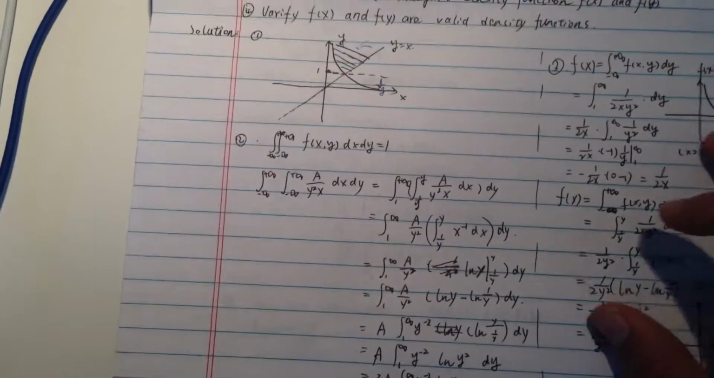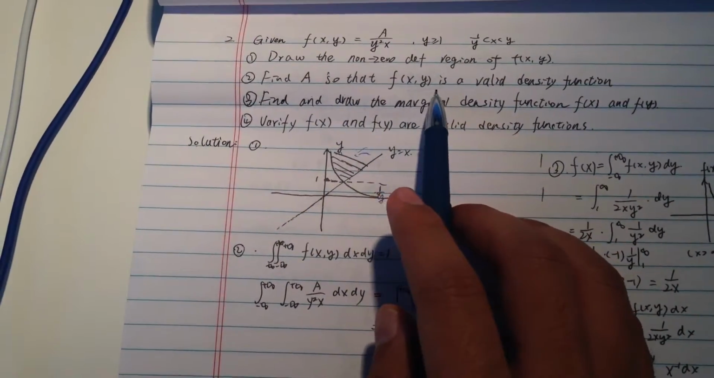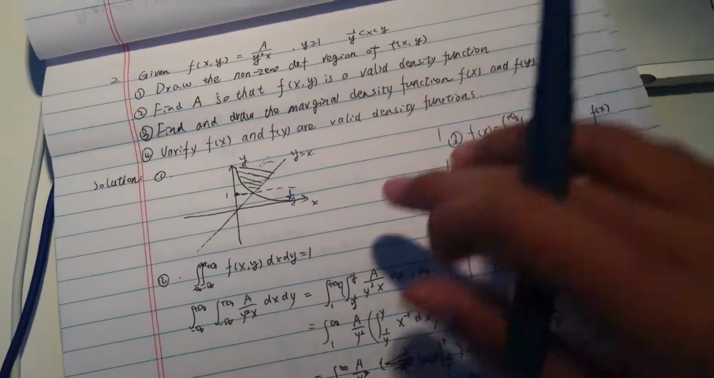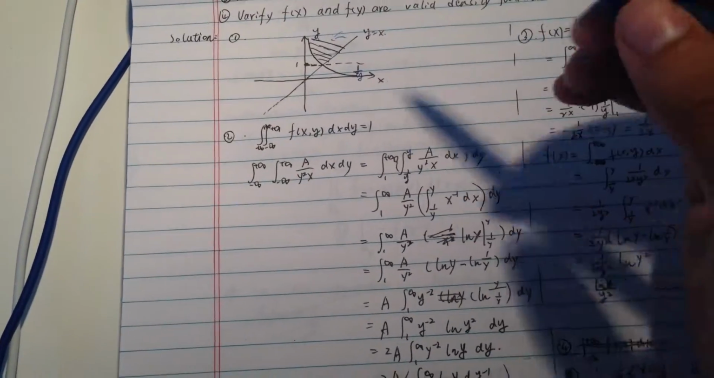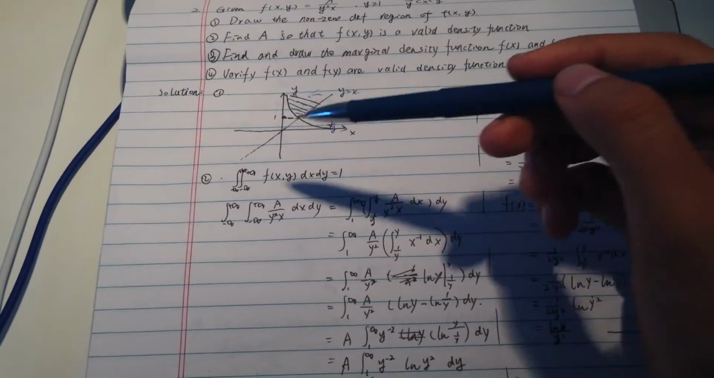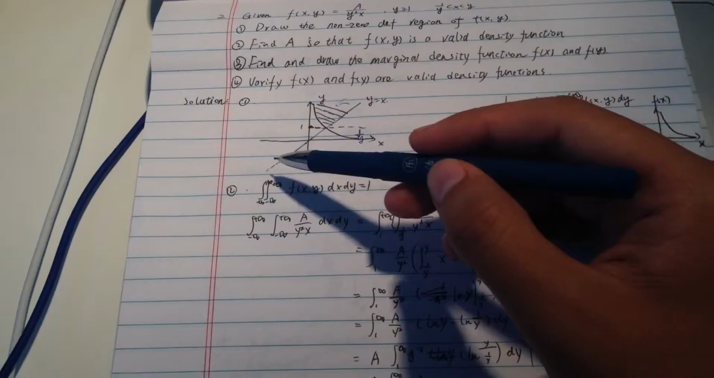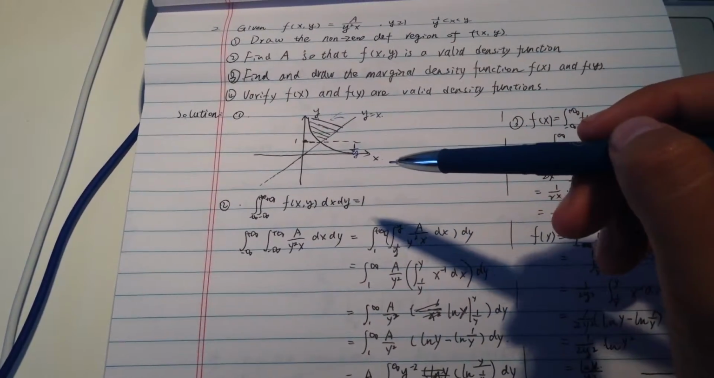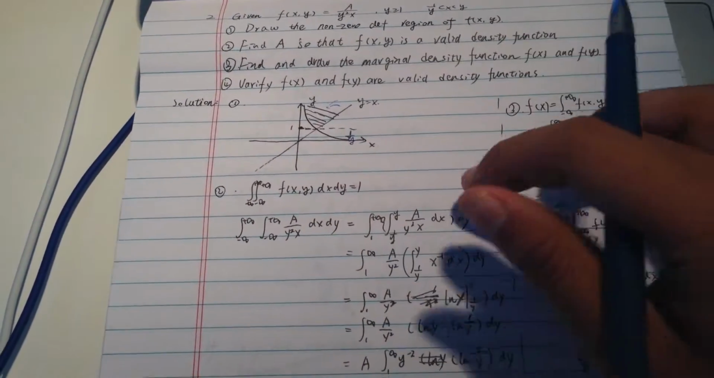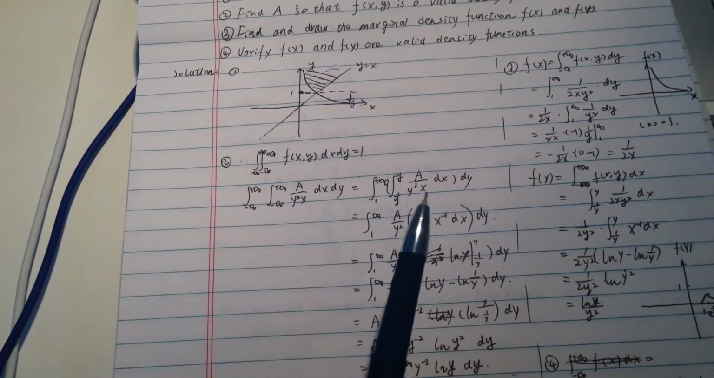Okay, it's very easy. In the second question, we need to find an a so that f_{X,Y} is a valid joint density function. Whenever we need to figure out whether it is a valid density function, we use the integration over the whole area of x and y. We should get the integration equal to 1.